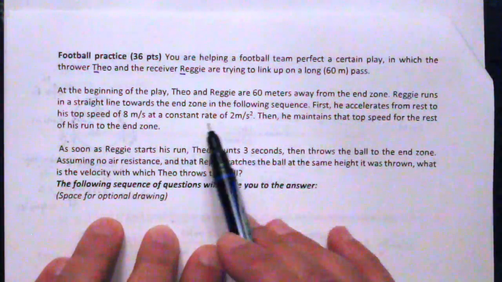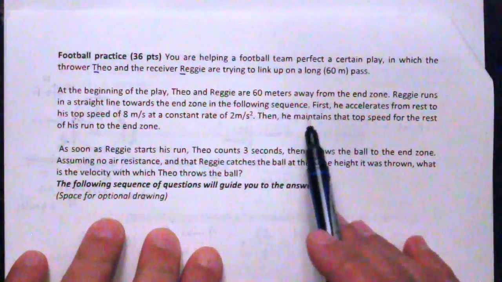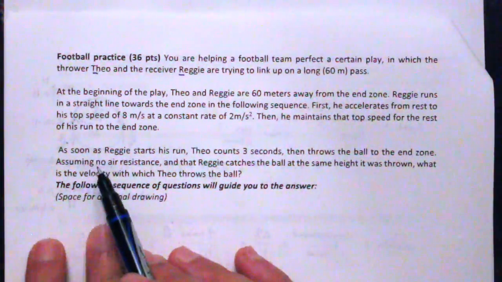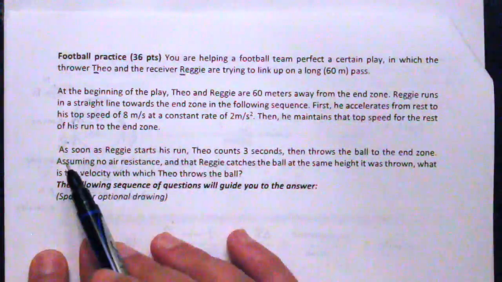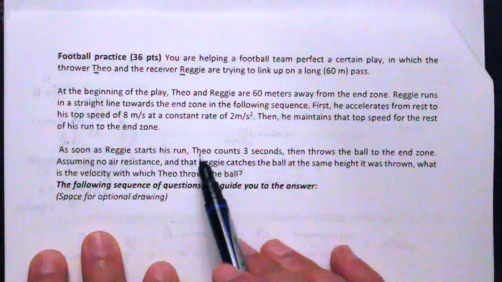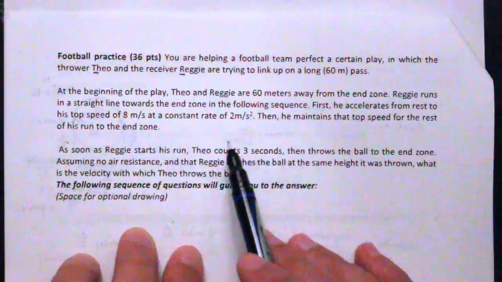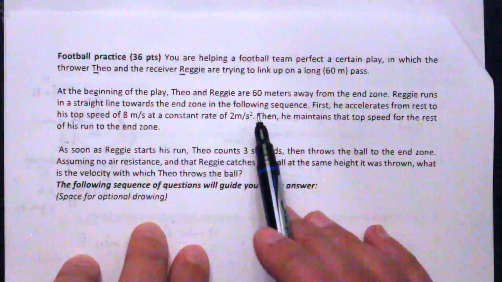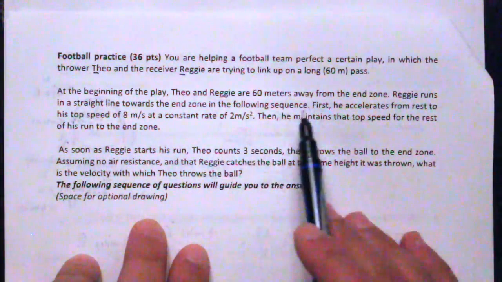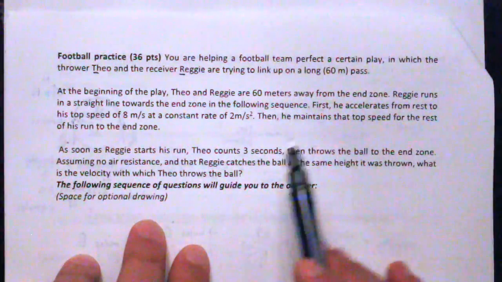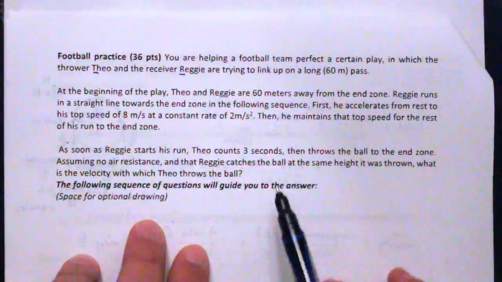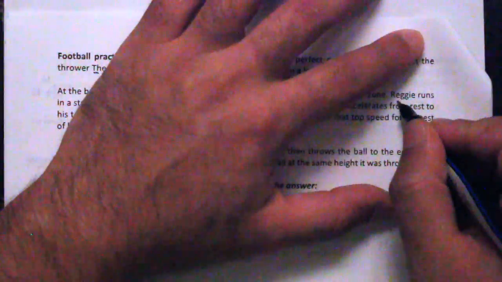So obviously this part is going to be talking about Reggie, and then looks like this part, as soon as Reggie starts his run, Theo does something else, right? He's gonna throw the ball. So we're gonna break the problem into a Reggie problem and a Theo problem, and they're related somehow. So we'll start with the Reggie piece.